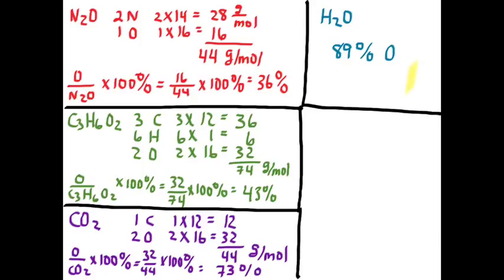Water, highest at 89%. Carbon dioxide, next at 73%. C3H6O2, third. And N2O, fourth.